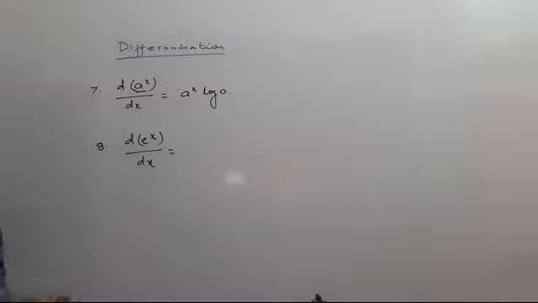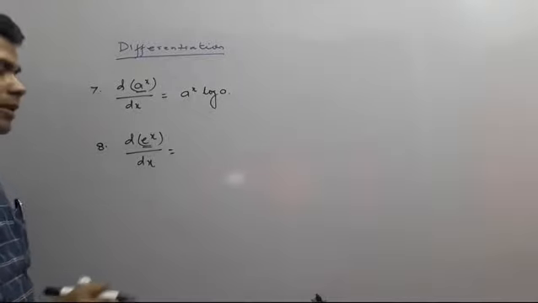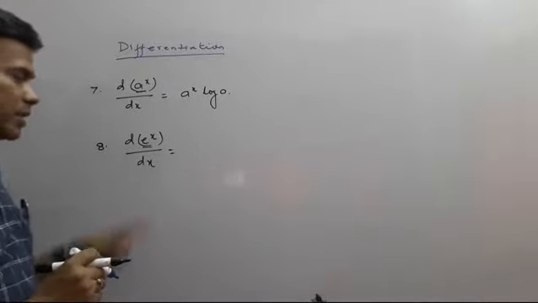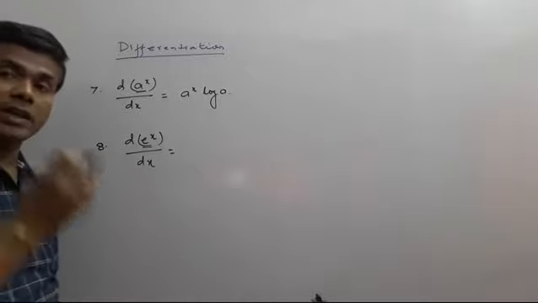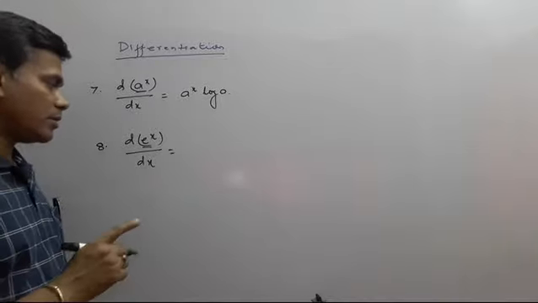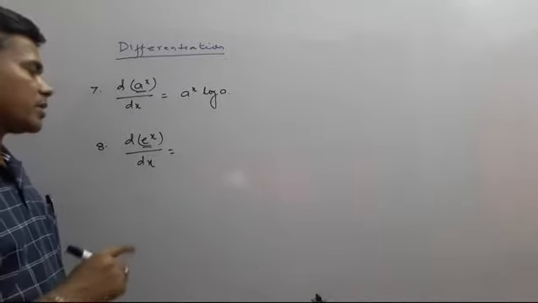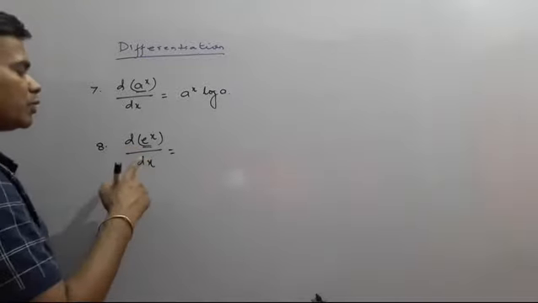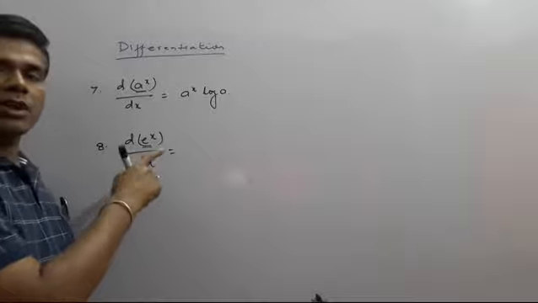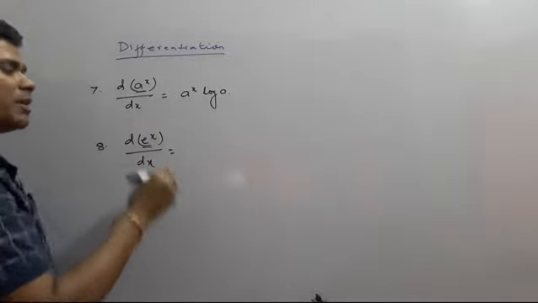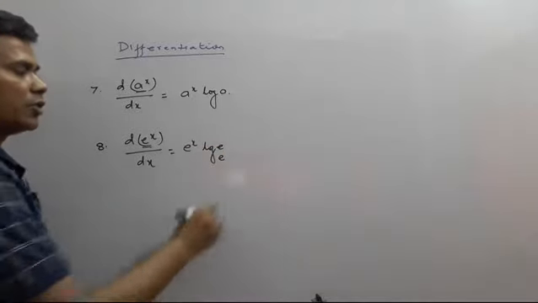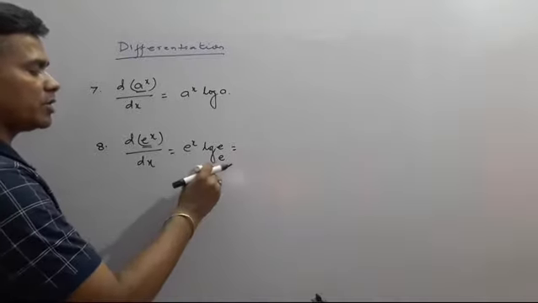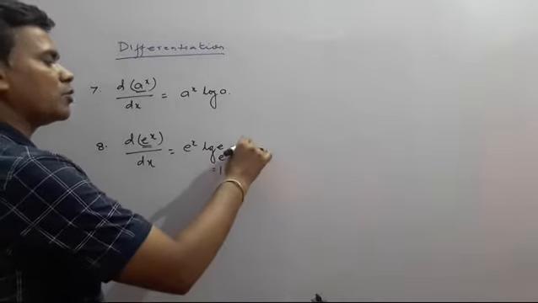So here e is constant, but in the first case the value of a is not known, whereas in the case of e, the value of e is known: it is an irrational number and its value is 2.73 something. It means its value lies between 2 and 3. You can even get the answer of differentiation of e to the power x by using this formula. So e to the power x log e to base e. You already know the answer of this is 1. So its result is e to the power x.